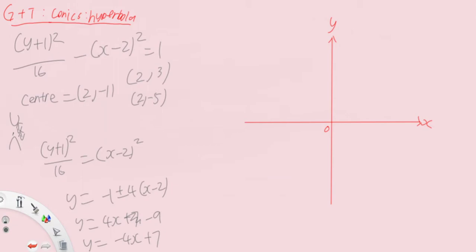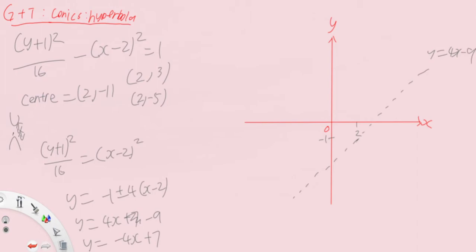So now we label the center first. We have (2, −1). So let's say this is 2 and this is minus 1, so it will be somewhere around here. We then have our asymptotes. We start off with the positive gradient, so this will be our first asymptote, and let's say this is y equals 4x minus 9.